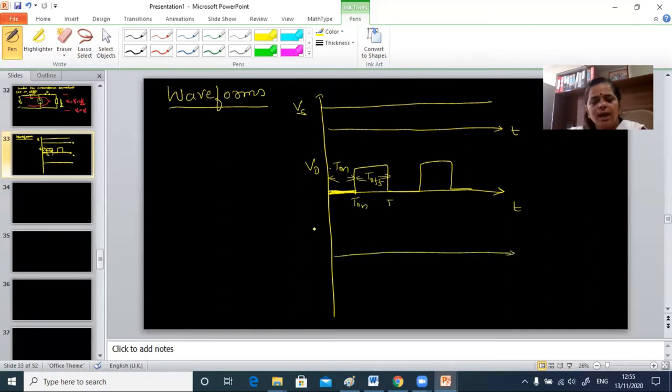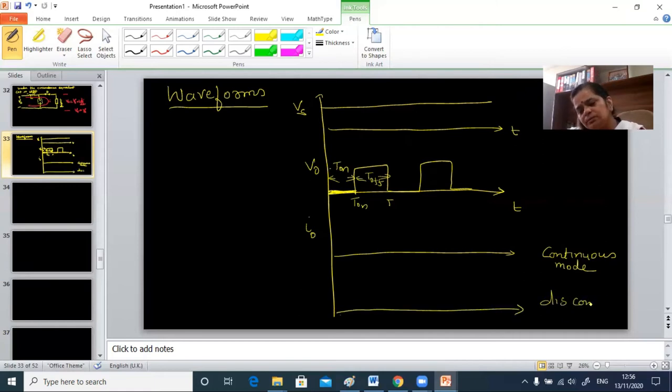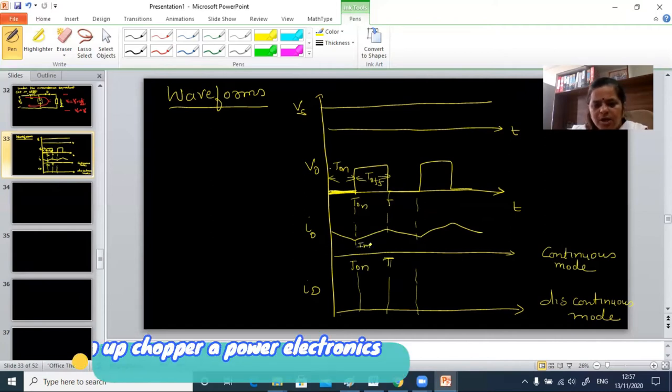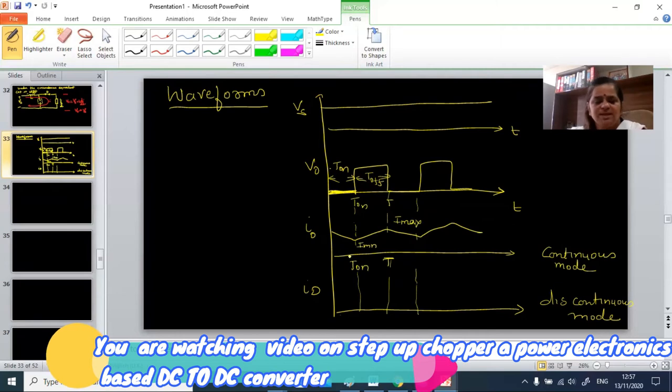Now again, if I want to plot the load current, there is continuous mode and discontinuous mode. In continuous mode, the current will not be zero. This is the continuous mode, like this. This is the turn-on time TON, this is T. This is I minimum and this is I maximum.